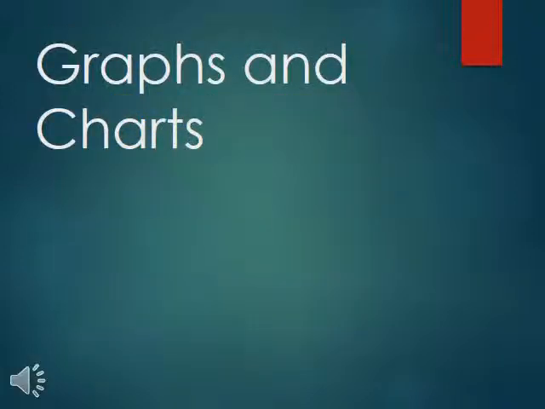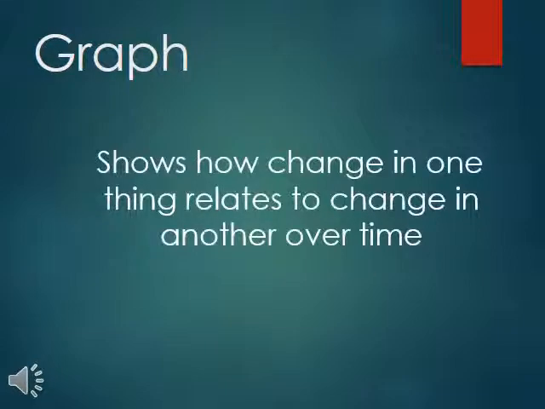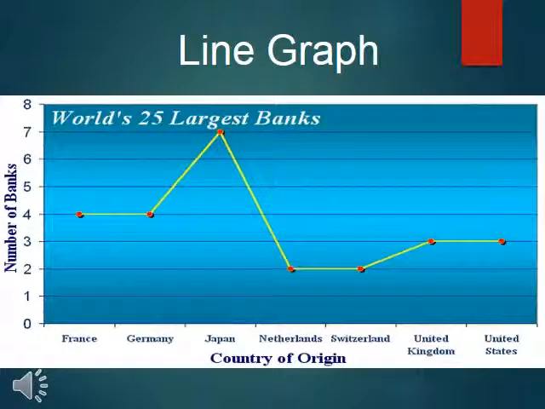If you need to visually represent data so that it is understandable, charts and graphs can help. A graph shows how a change in one thing relates to a change in another over time. In this line graph, the y-axis on the left-hand side counts up to 8 banks, and the countries with the largest banks are listed along the x-axis. You can clearly see that this particular year, Japan had the most with 7 banks, but give your audience time to absorb the information and explain the relationships to guide their eyes to it.